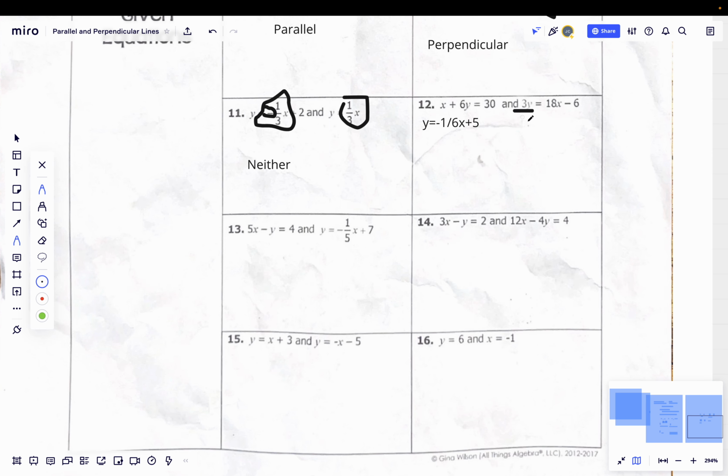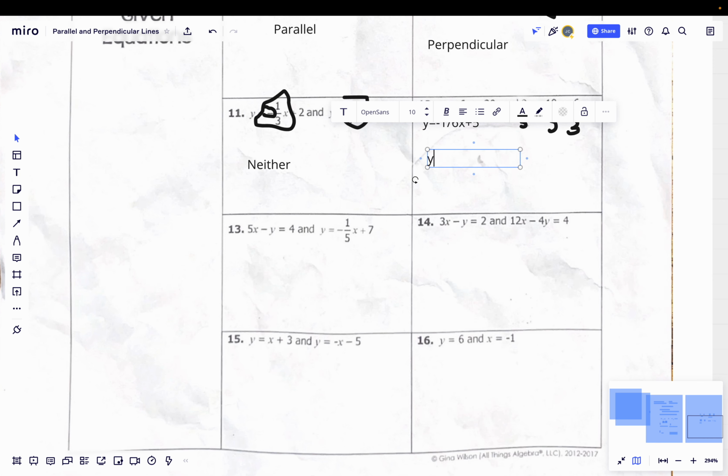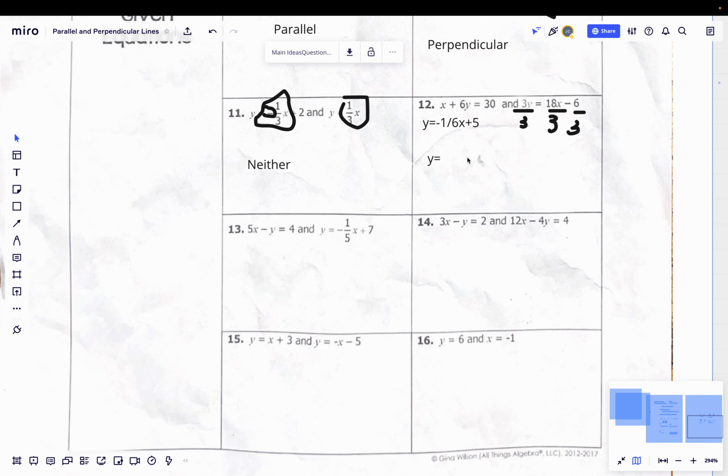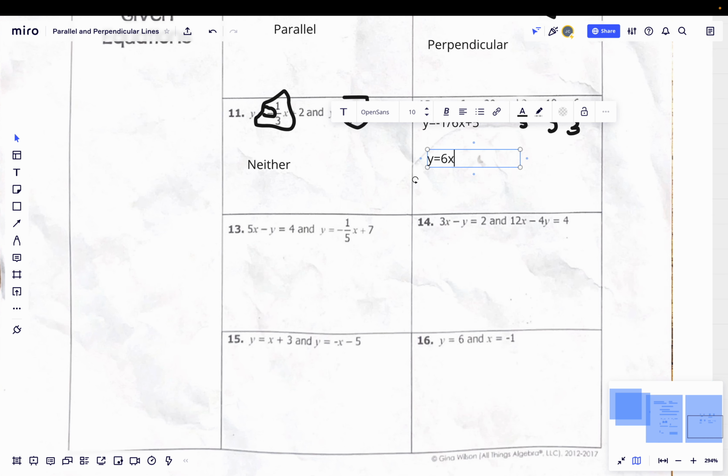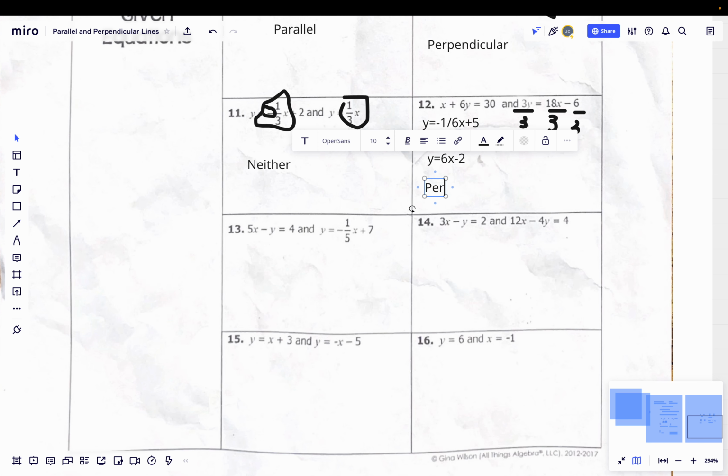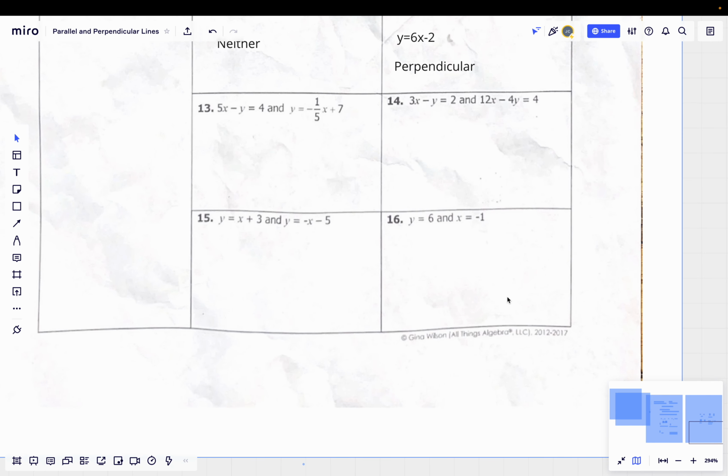We'll divide by 3 since we want to isolate y. So we get y equals 6x minus 2. So we focus on our slopes again. And as we can see, these are inverse reciprocals. Because 6x, well, if we flip it, it's 1/6. And we have negative 1/6. So for this one, it would be perpendicular.